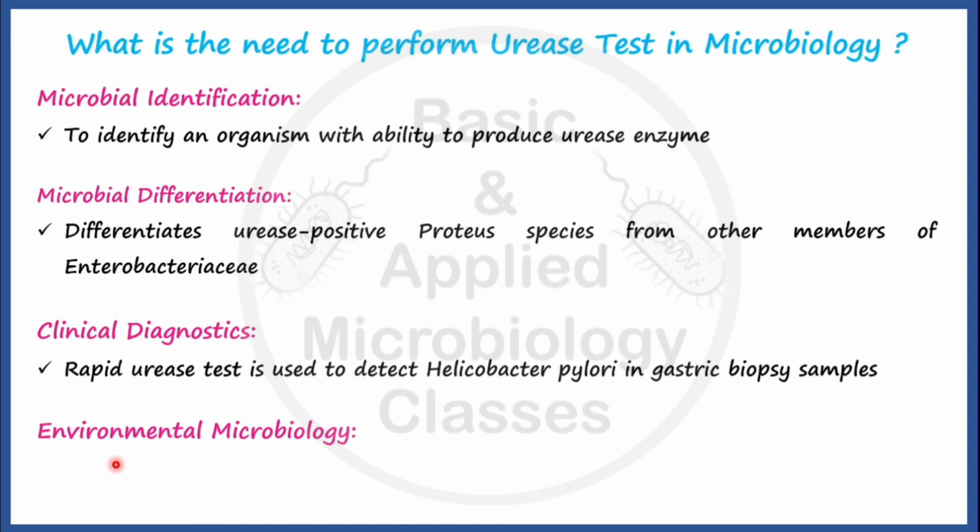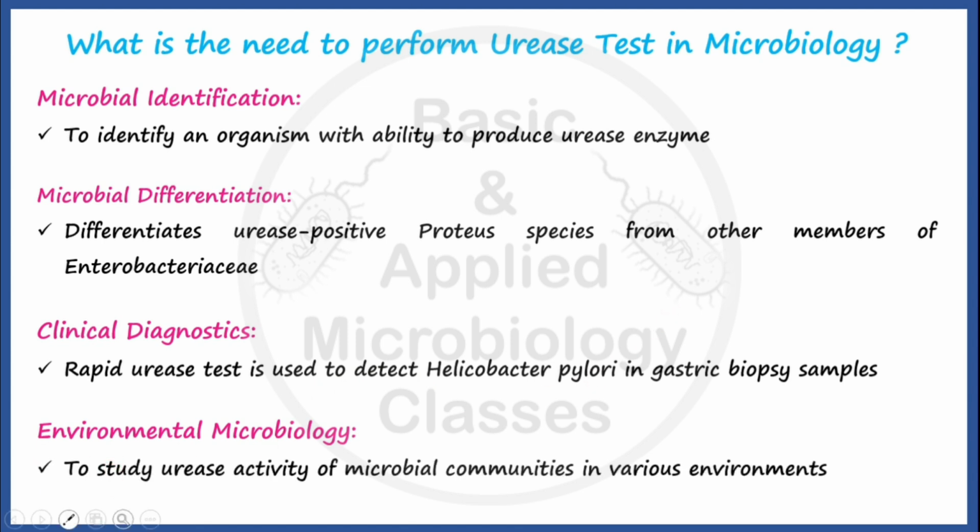Now, let's talk about environmental microbiology applications. You should know that the urease activity of microbial communities is also studied in various environments. Like if we talk about microbial communities present in the soil environment, they are capable of producing urease, and those urease-producing microbial communities found in the soil are actively involved in what? Nitrogen cycling. So in this way, urease enzyme production by different kinds of microbial communities helps us to know what kind of diversity of microorganisms is present in the environment under study.